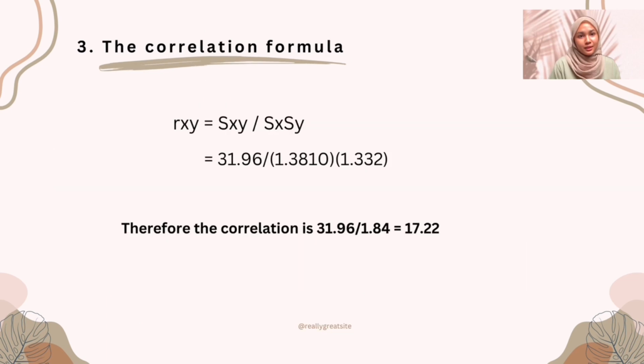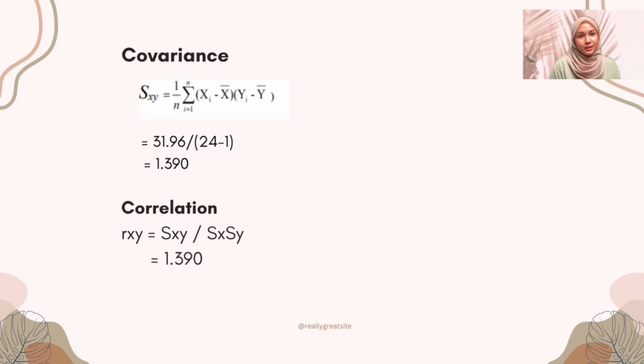Now I find correlation using correlation formula. Simple correlation, divided by standard deviation of X multiplied by standard deviation of Y. So the answer is 17.22. Last, we find covariance using this formula, and as we know, the answer is 1.390. Then the correlation is 1.390.